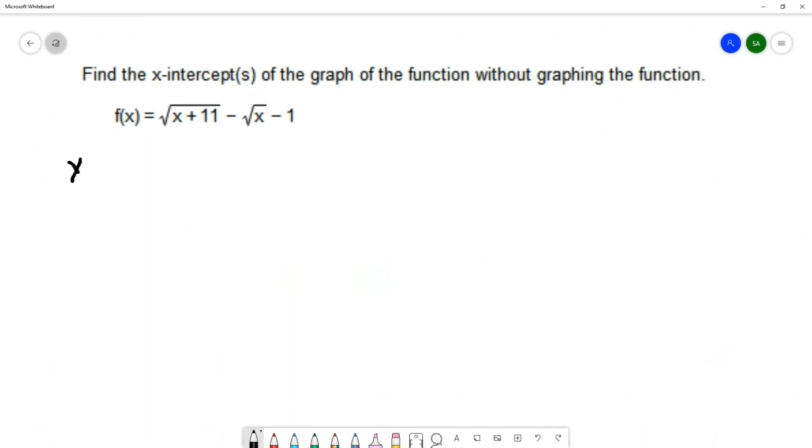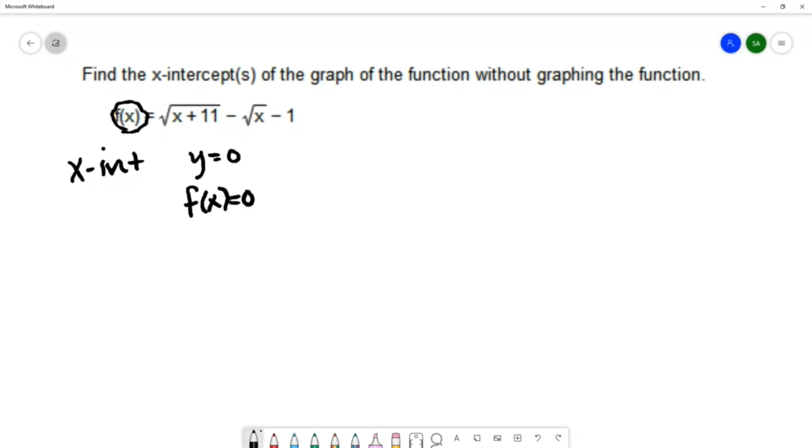Whenever we're looking for an x-intercept, the x-intercept is where the graph crosses or touches the x-axis. And because it crosses or touches the x-axis, the y part will be 0. And so that's how we find x-intercepts, by letting y equal 0. Now our equation here is written in function notation, so f of x represents y. So we're going to let f of x equal 0.